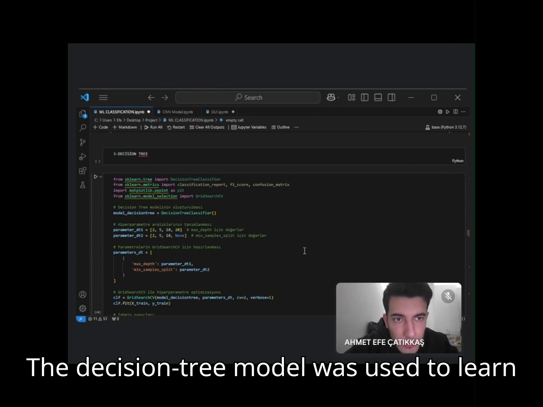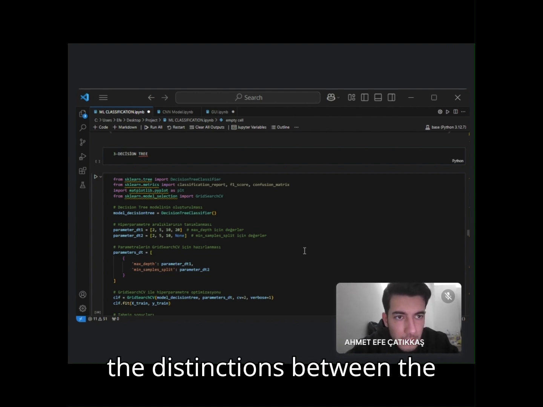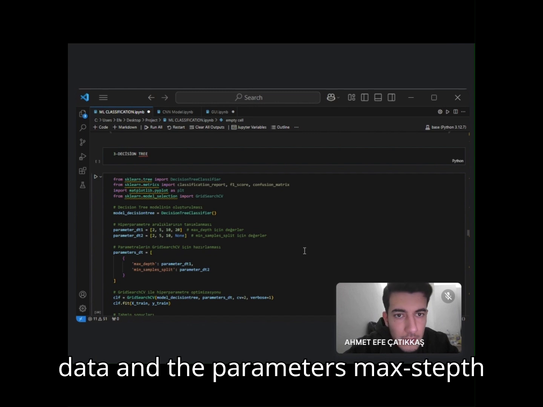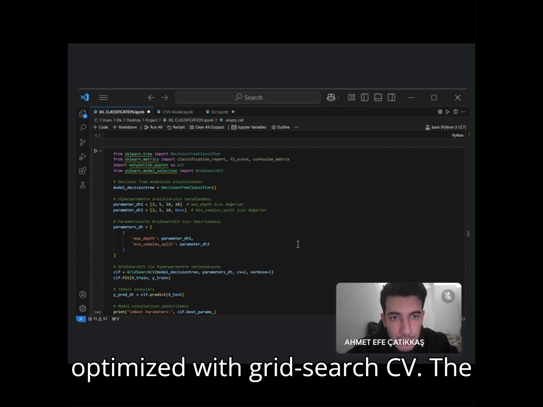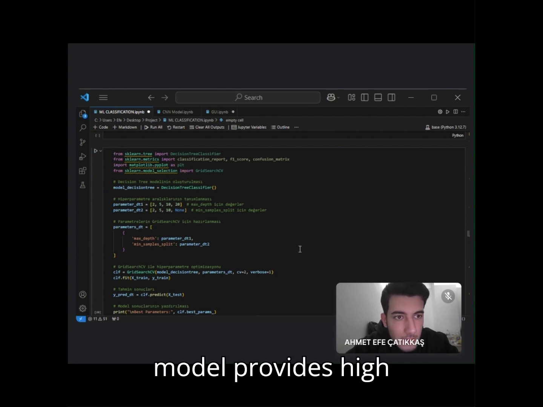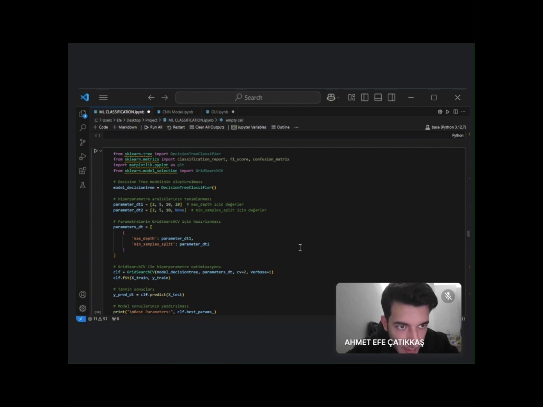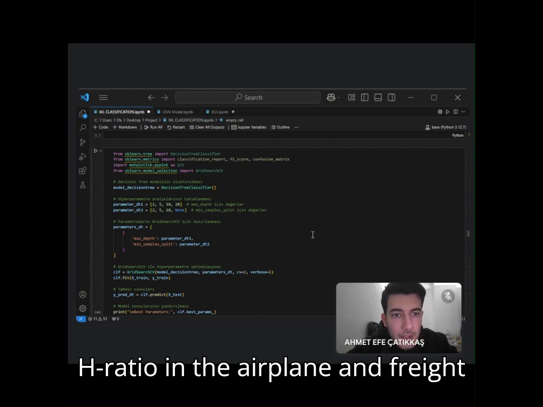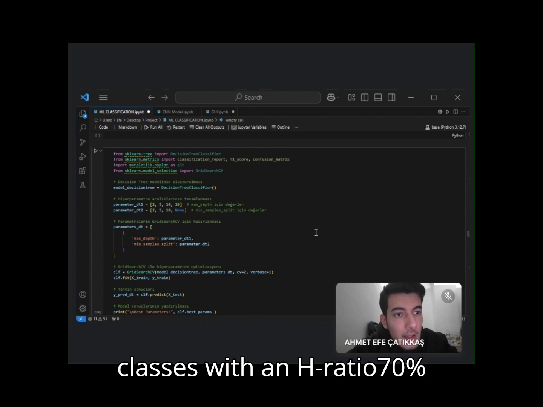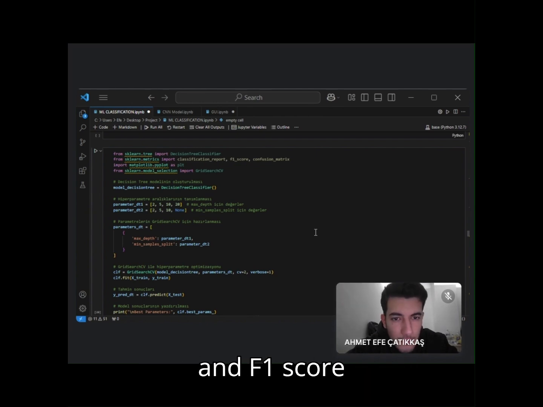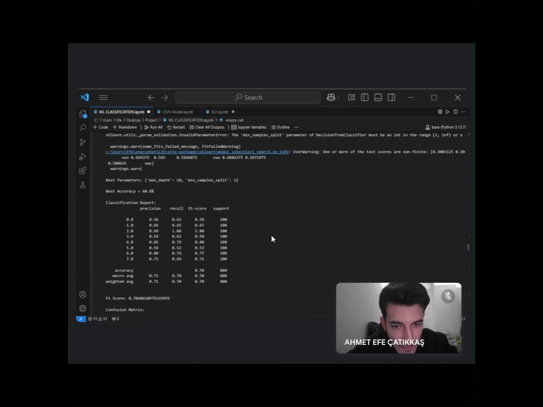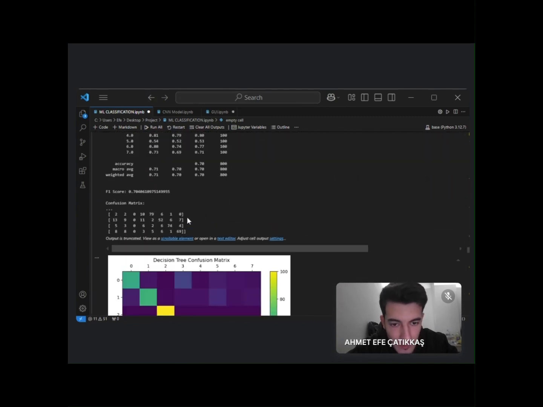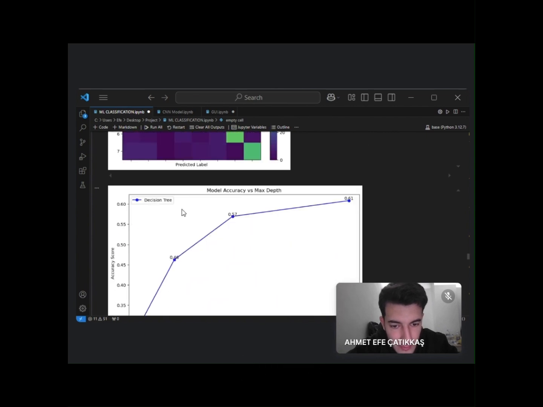The decision tree model was used to learn the distinctions between the data, and the parameters max_depth and min_samples_split were optimized with GridSearchCV. The model provides high accuracy in the airplane and fruit classes, with an accuracy of 70% and an F1 score of 0.70. This is the result.